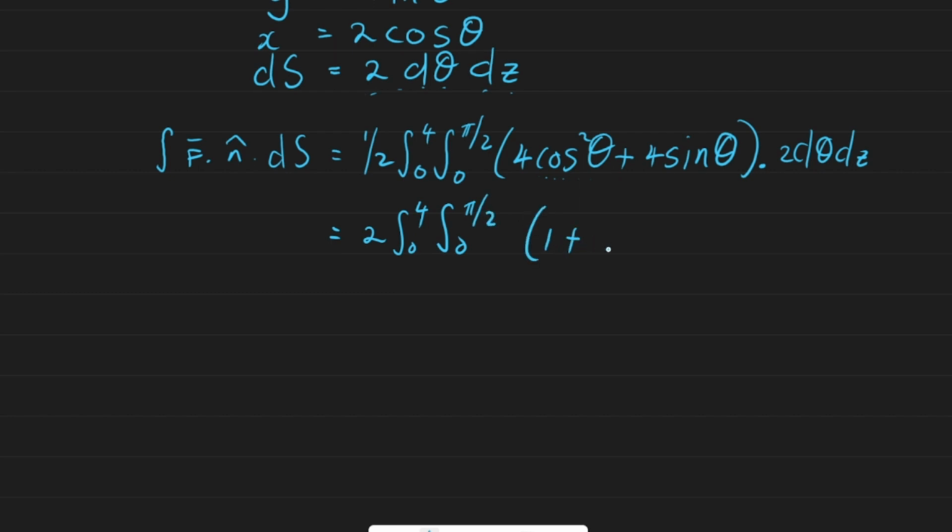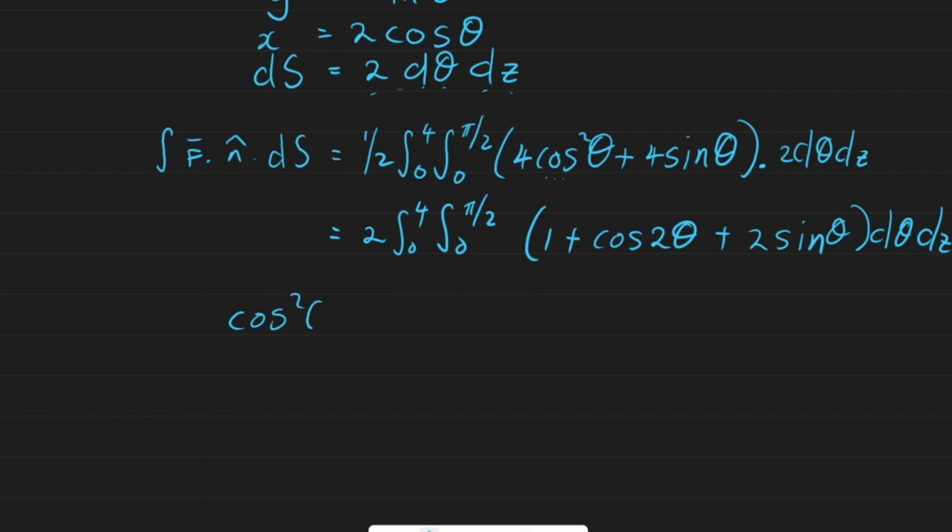So that would be 1 plus cos of 2 theta, then plus 2 sine theta, d theta dz. So all we just used was double angles. You'll remember what the double angle formulas are. You can revise it if you'd like.